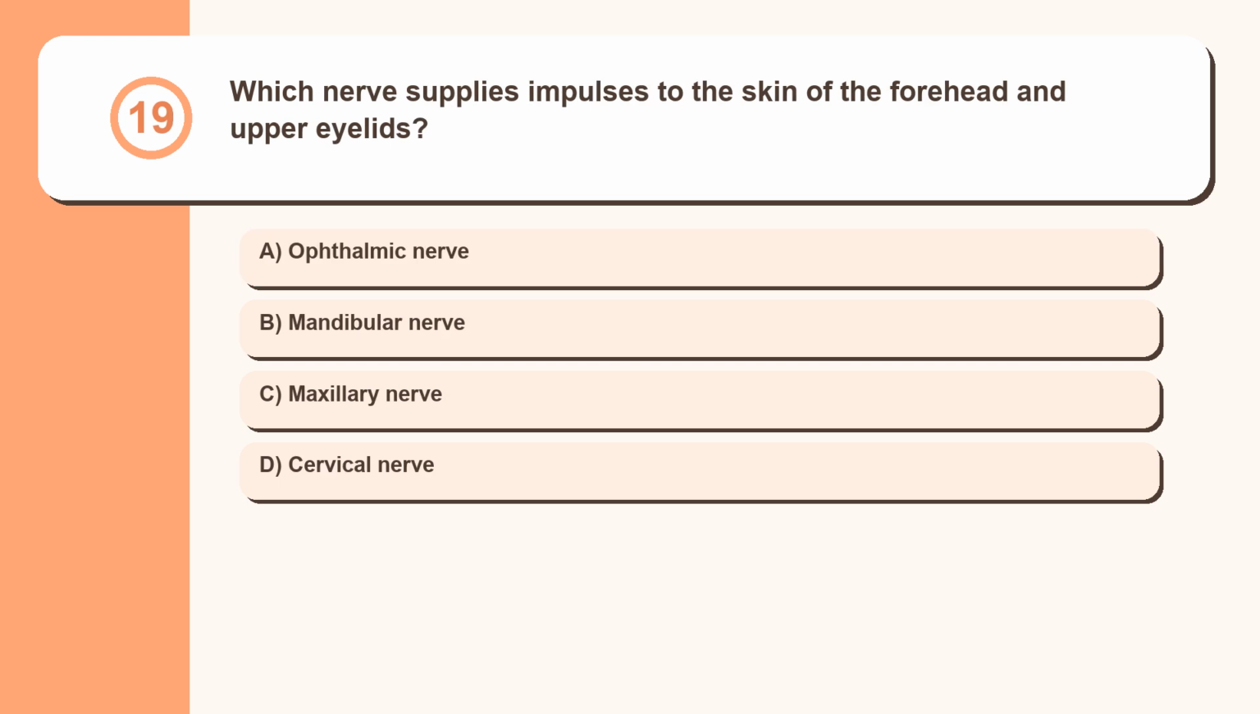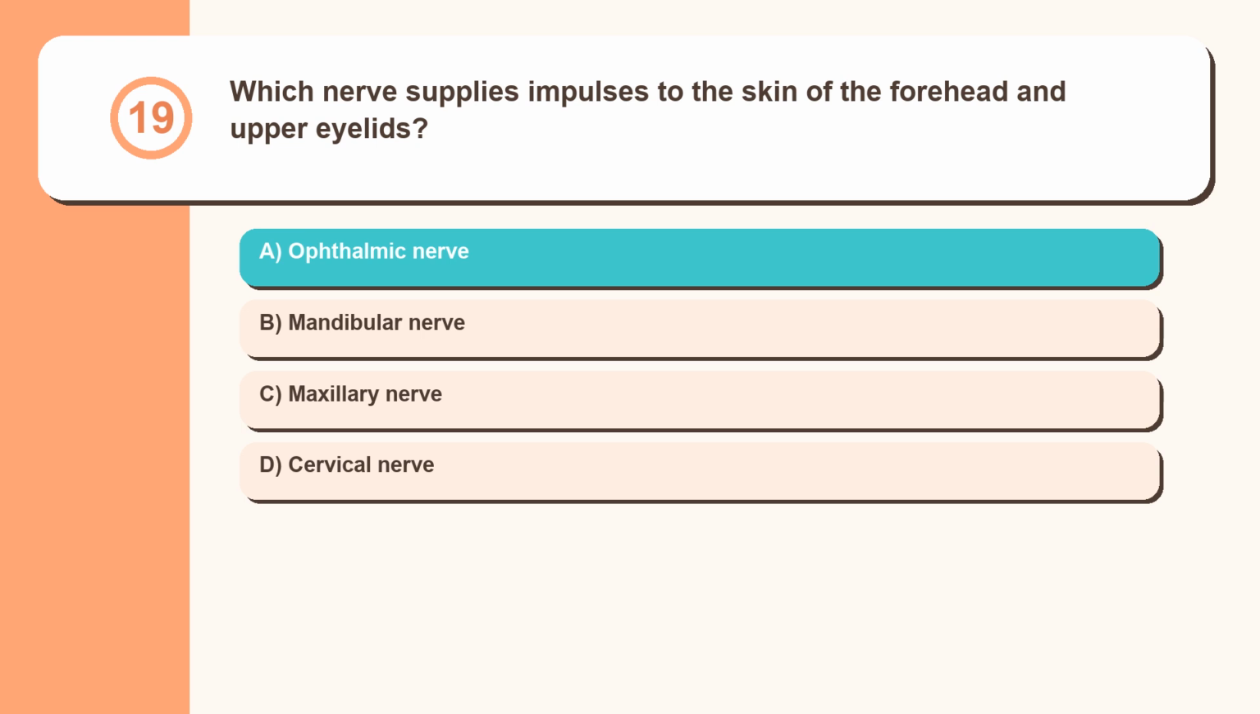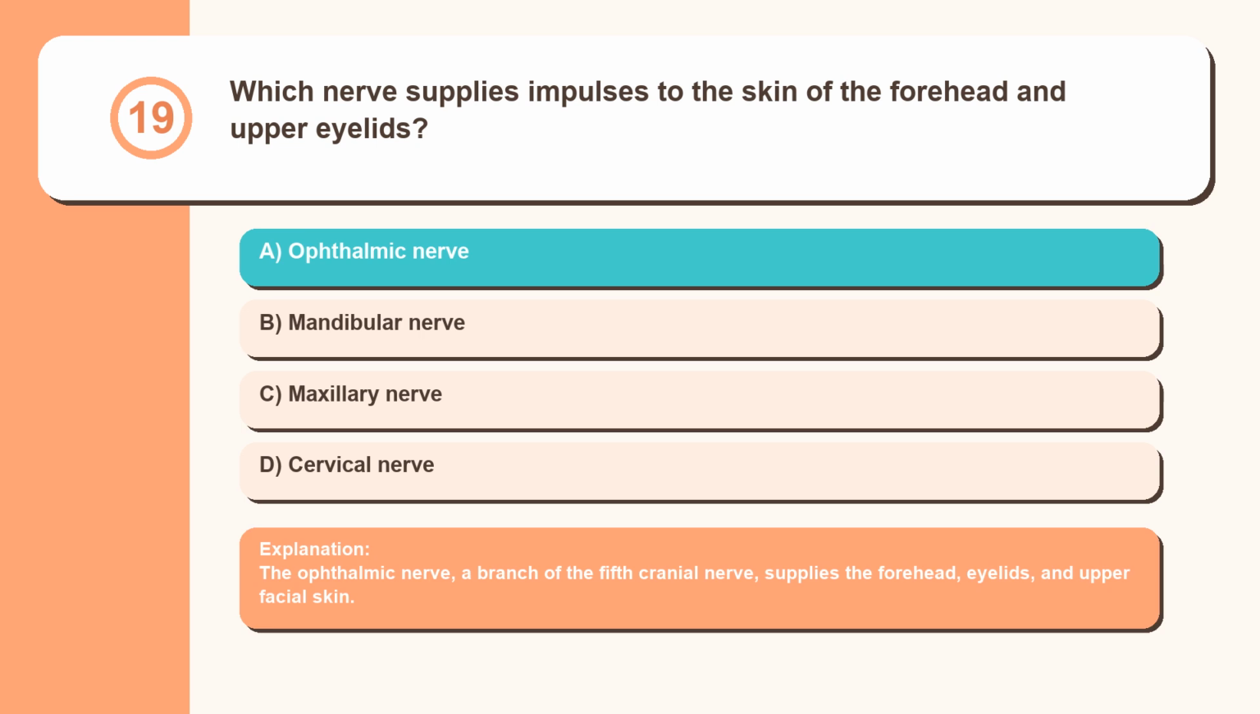Question 19. Which nerve supplies impulses to the skin of the forehead and upper eyelids? Ophthalmic nerve, mandibular nerve, maxillary nerve, cervical nerve. The ophthalmic nerve, a branch of the fifth cranial nerve, supplies the forehead, eyelids, and upper facial skin.